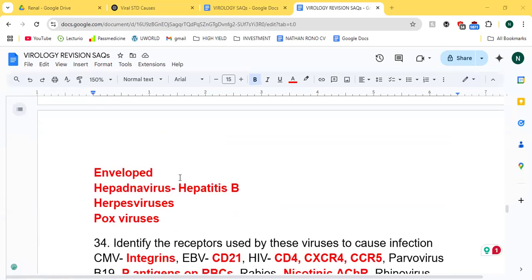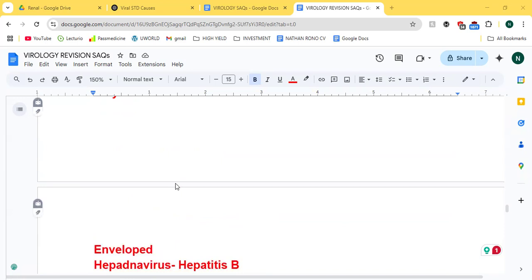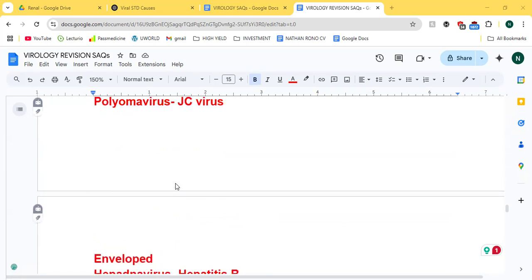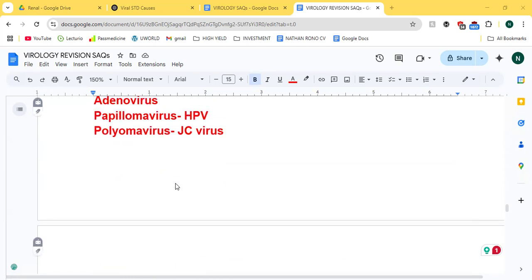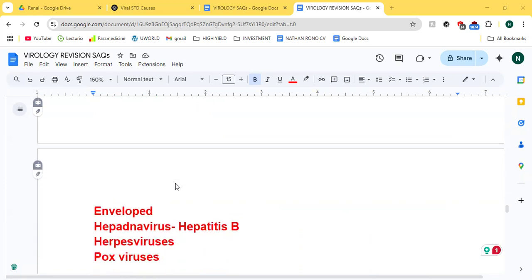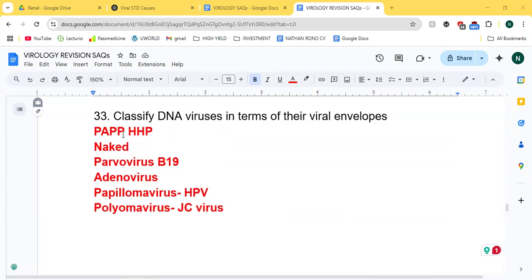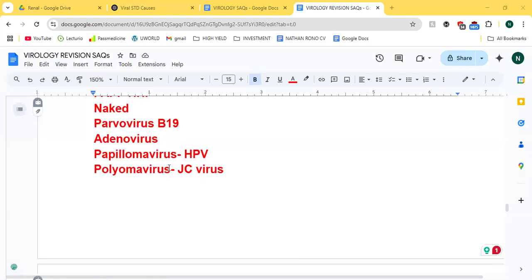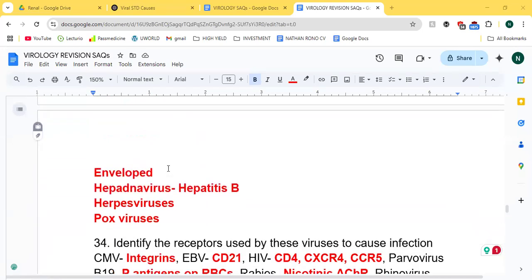So I've told you almost 5 high-yield things. You'll use them in MCQs because they can twist it. All the following are double-stranded DNA except, all the following are linear viruses except, all the following are icosahedral except, all the following are circular except, all the following replicate in the nucleus except, all the following are double-stranded except. You see? So there's a reason I arranged it like this, PAP, HHP. Are we clear? Any question? I go to the next question.